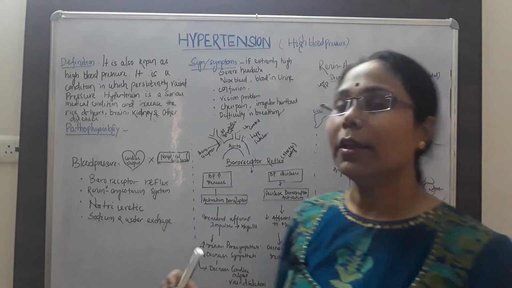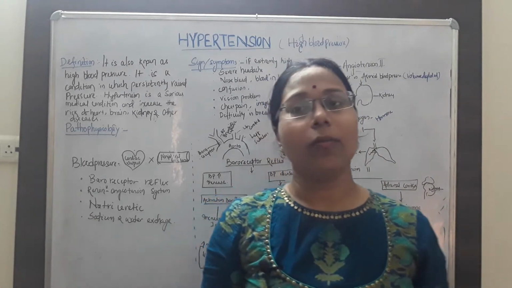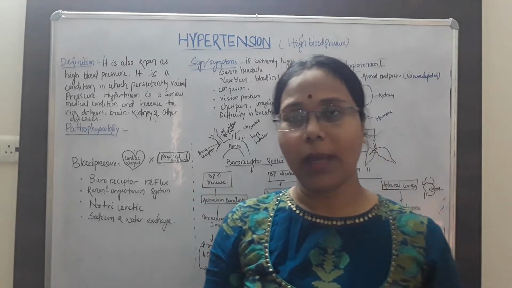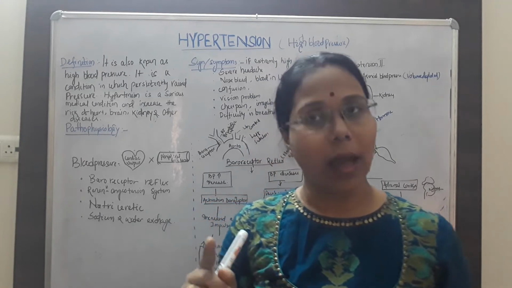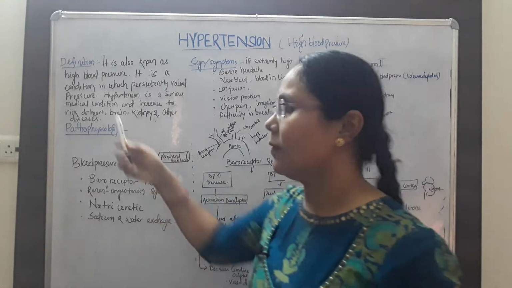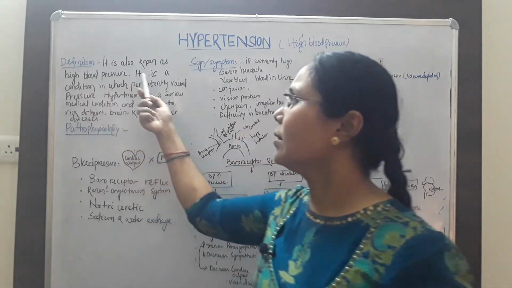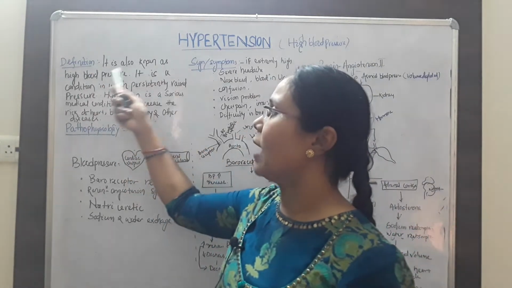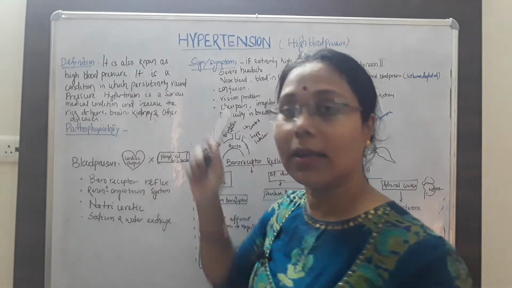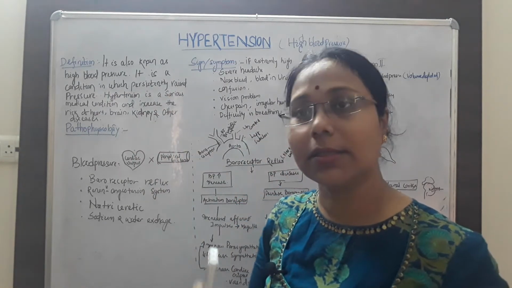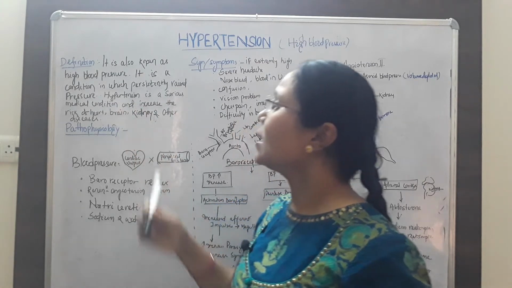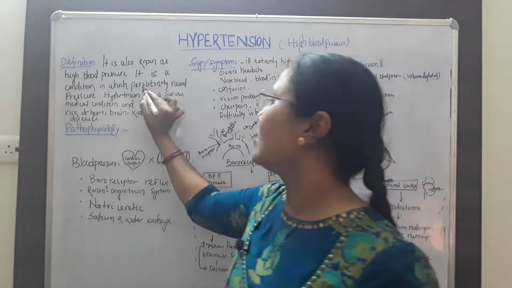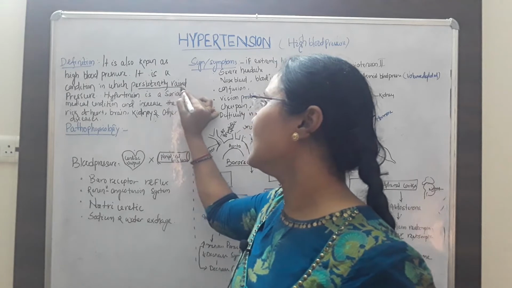Nowadays, in my family or your family, in every family we have a patient with hypertension. So what is the definition? Hypertension is also known as high blood pressure. It is a condition, okay, it's not a disease, it's a condition in which blood pressure is persistently raised. What is that? Persistently raised blood pressure.